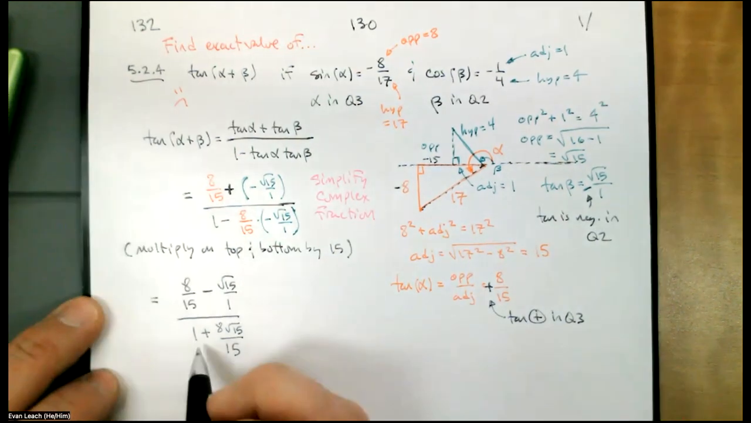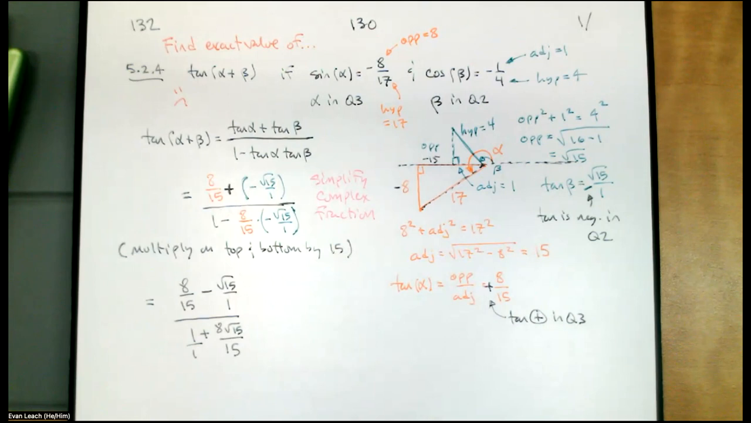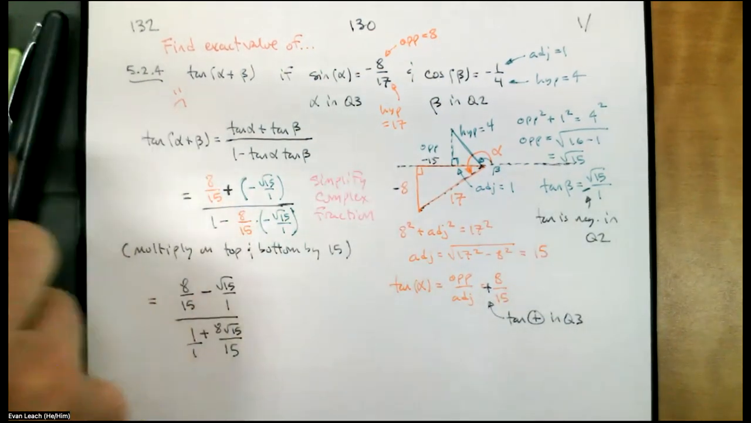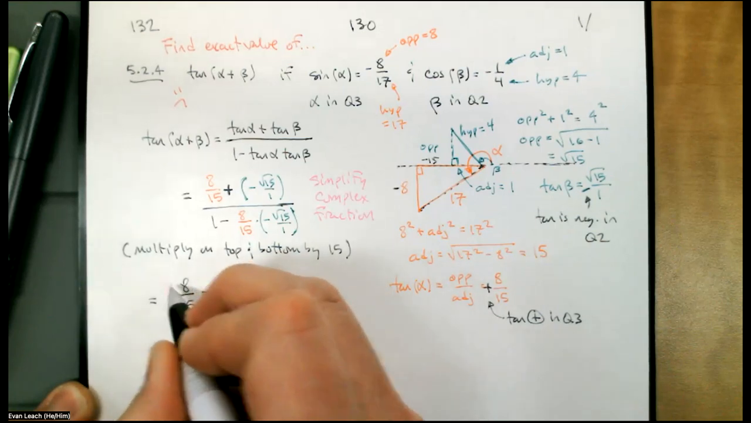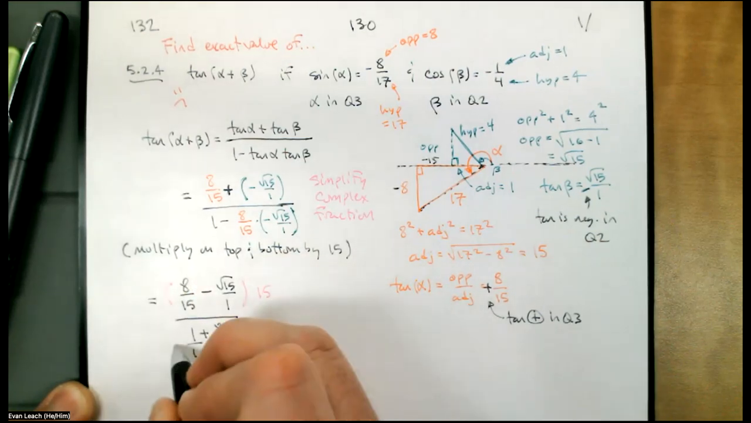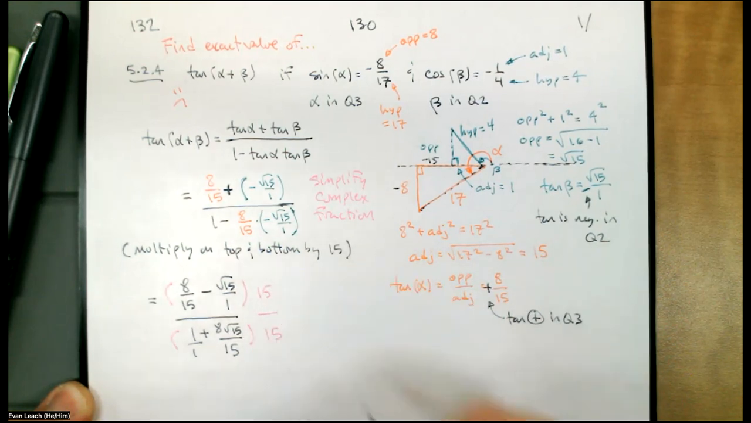So first, I'm looking at all this. I'm seeing these 15 denominators. Well, there's not 15 of them. Those two 15 denominators. English once again failing me. If I multiply on top by 15, I cancel out that denominator. If I multiply on the bottom by 15, I cancel out this denominator. So that's what we're going to do. We're going to multiply the top by 15, and we're going to multiply the bottom by 15. Here we are multiplying by 1.